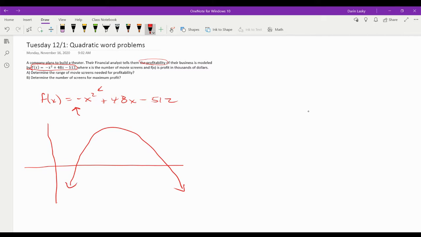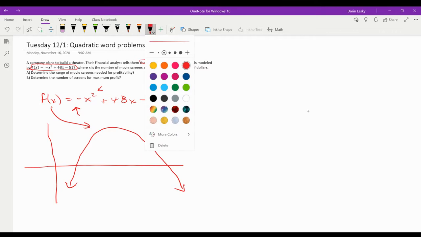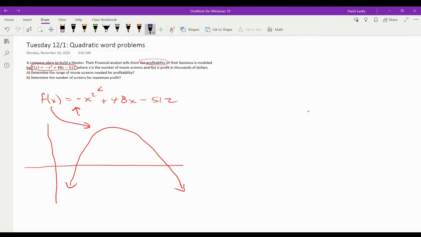This red parabola right here is that graph. We don't know anything about it right now. They give us some information, but we don't know anything about it. So we take their next piece of information, where x is the number of movie screens. So the x-axis is equal to the number of movie screens.